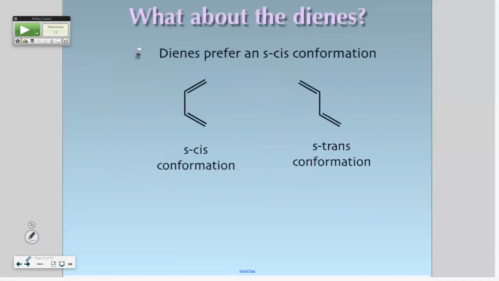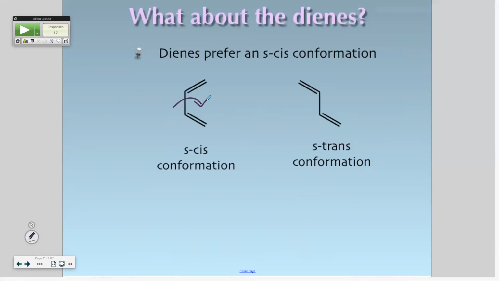Nifty-galifty. Okay, what about the dienes? We talked a lot about dienophiles. The dienes prefer an S-cis conformation. Okay, so here is an example of the S-cis conformation. What we're talking about is rotating around that single bond. You can't rotate around double bonds, but you can rotate around single bonds. So you could have your molecule in this configuration on the right or in the one on the left.